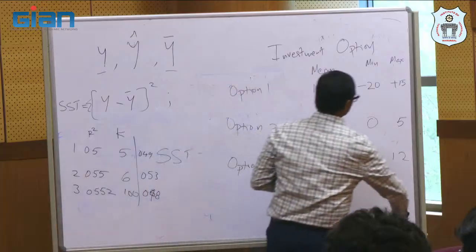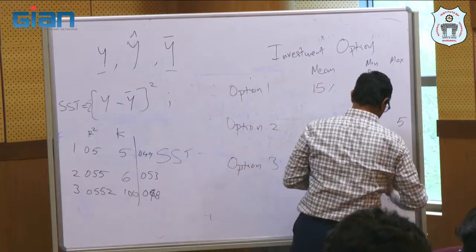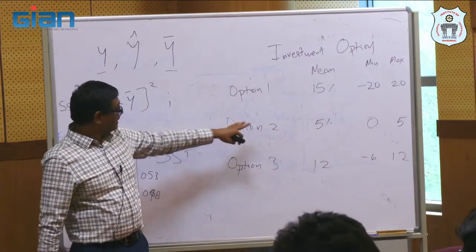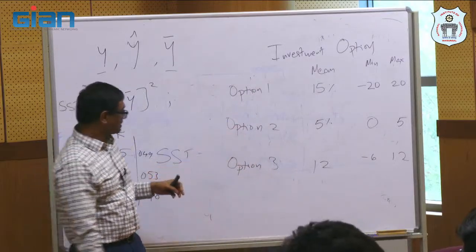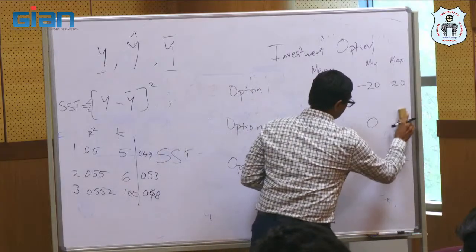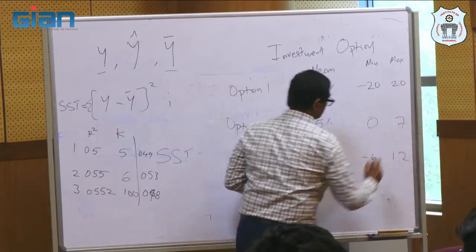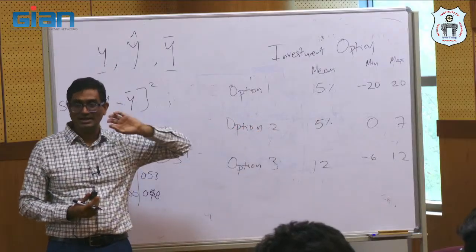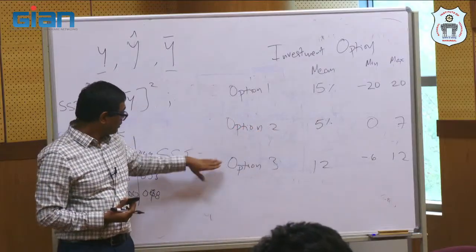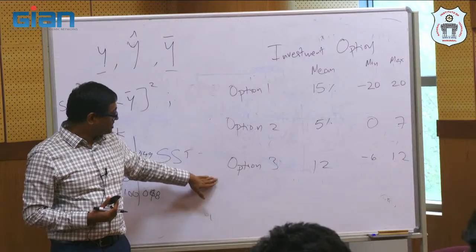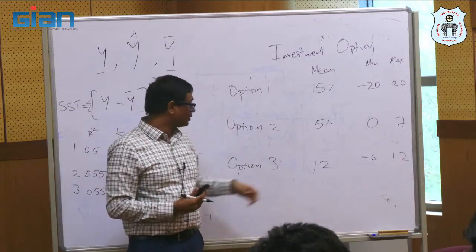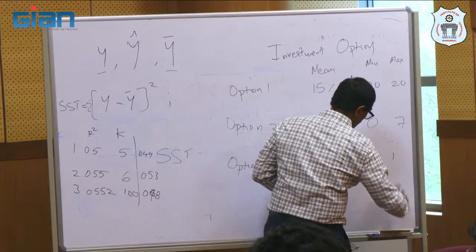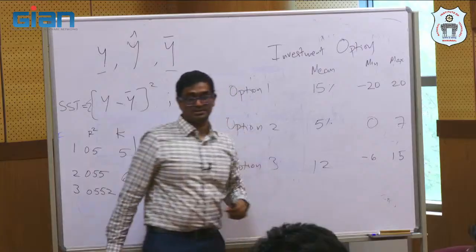Actually, let's go with 20. It's possible. Now option 2 has a mean of 5% and a maximum of 7%. It never goes negative. You never lose your money. In any year, it doesn't go down. You have the third option, which is an overall return of 12% per annum. The growth pattern can go from -6 to 15%.